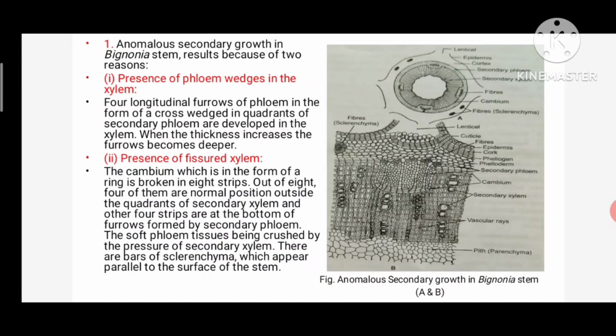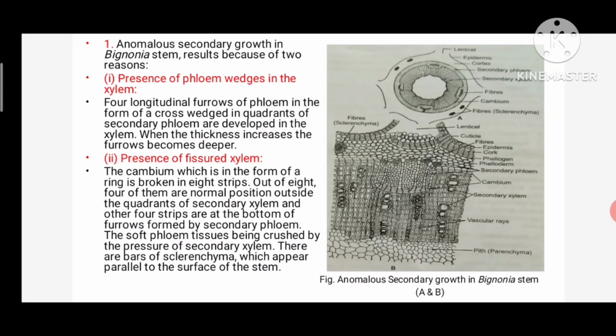Four longitudinal furrows of phloem in the form of a cross wedge in quadrants of secondary phloem are developed in the xylem. When the thickness increases, the furrows become deeper. Number 2, presence of fissured xylem.